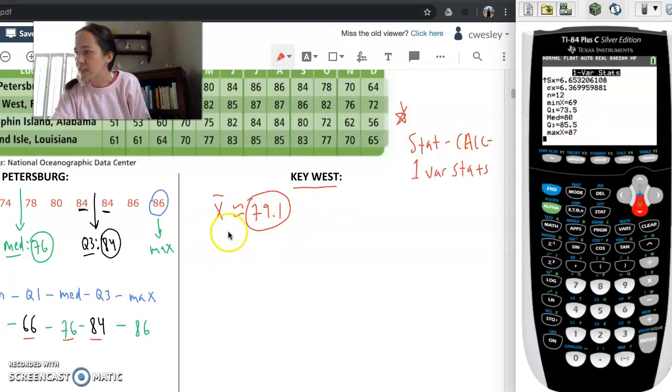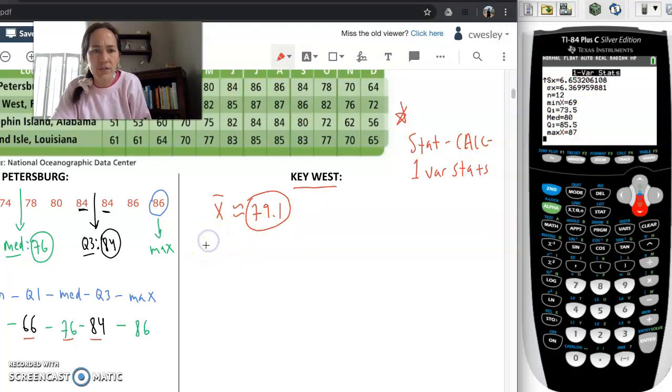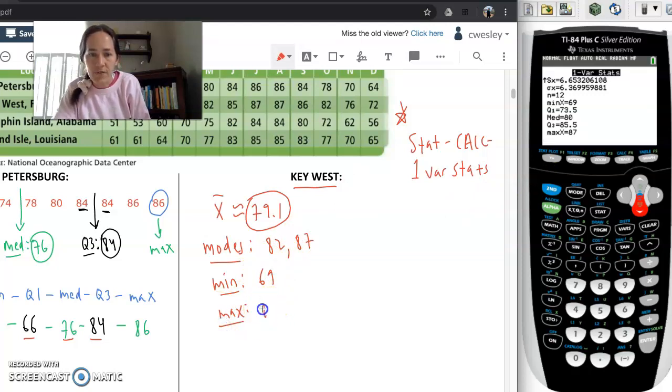So we could get, actually next, before you write that, could you get a few things that aren't listed? So how about the modes of the data set? Any temperatures on there look like they're most common? I got that the modes were 82 and 87 for Key West. Okay, so that's good to find. The min and max, I'll write those next. So min is, on this calculator, it says 69 degrees, and max is going to be 87 degrees. So we could get the range just by subtracting. 87 minus 69 gives you a range in temperatures of 18. So you can talk about the spread of the data a little bit too.